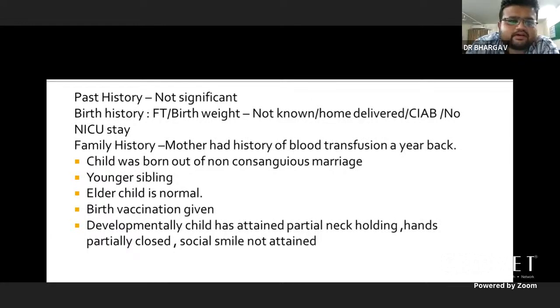Birth history. The child is full term. Birth weight was not known. Home delivered. Cried immediately after birth, with no NICU stay. Coming to the family history, the mother had a history of blood transfusion a year back. Child was born out of a non-consanguineous marriage. Younger sibling. Elder child is normal. Birth vaccination was completed. Developmentally, the child has attained partial neck holding, hands partially closed, and social smile not attained.